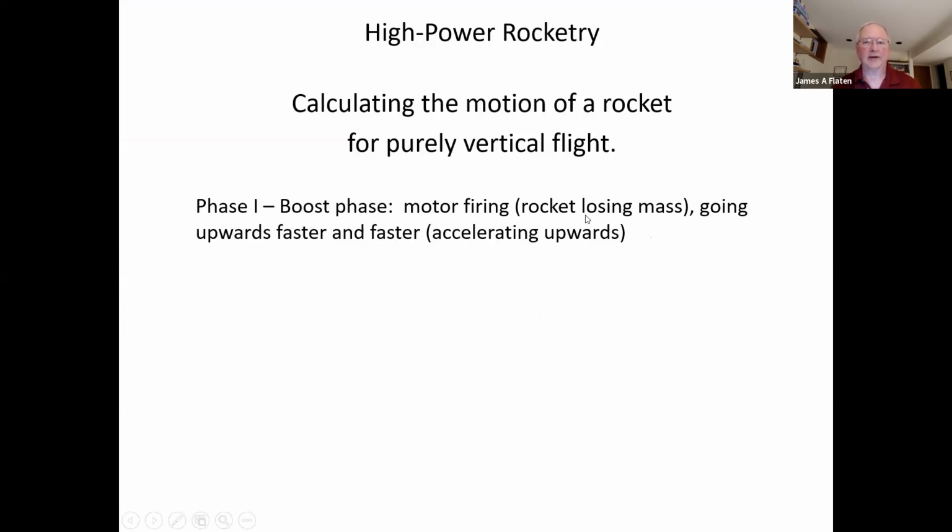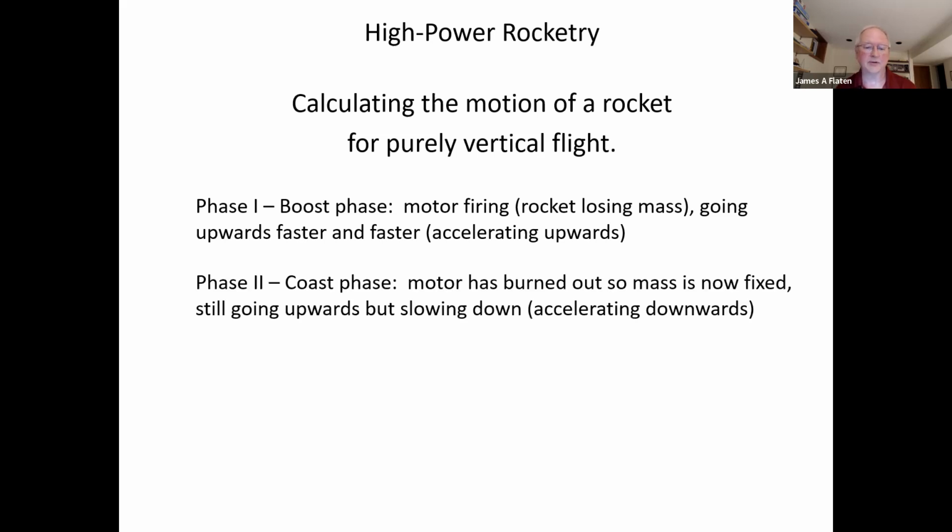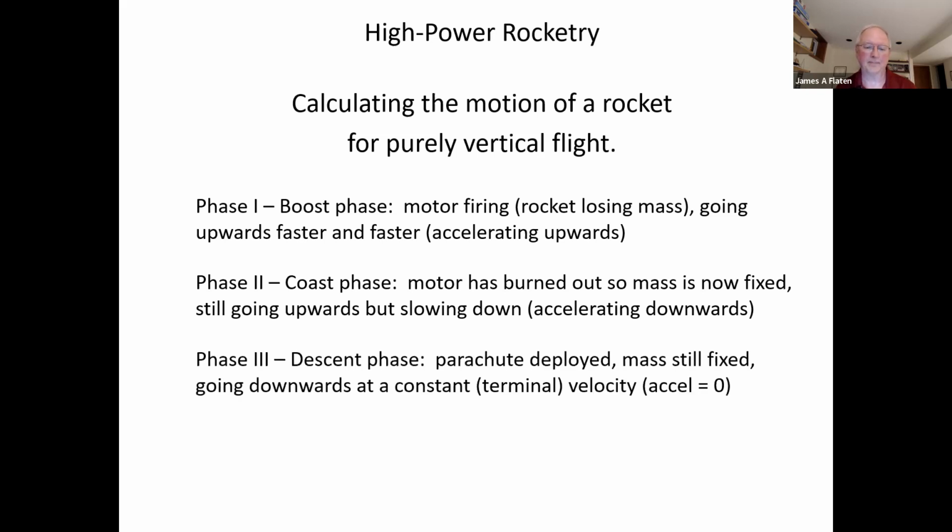There's basically three phases, at least for a high power or a model rocket flight. The first phase is the boost phase, when the rocket is firing, the motor is firing. So the rocket is actually losing mass, but it's going upwards faster and faster, so it's accelerating in the upwards direction. Second phase is the coast phase, after the motor has burned out. So now the rocket isn't changing mass anymore. It's still going upwards, but it's slowing down. So it's accelerating, but in this case, it's accelerating downwards.